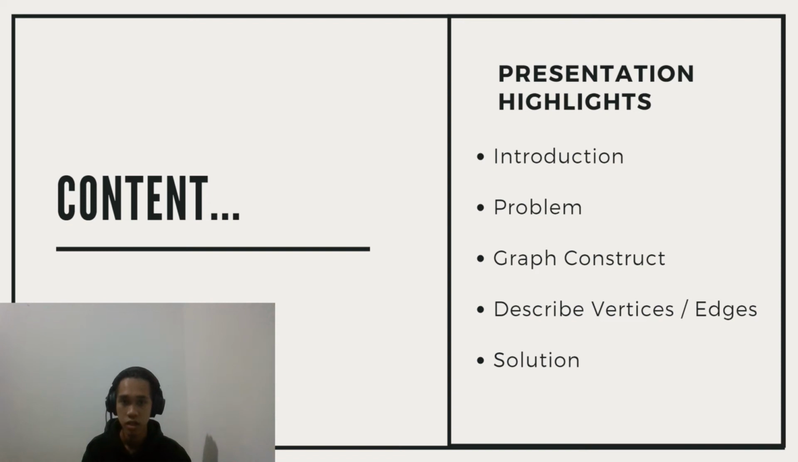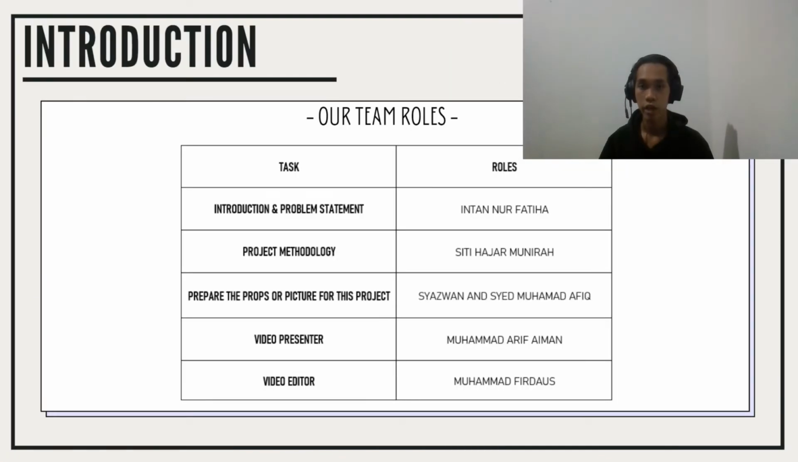As for the contents of the presentation, we'll be highlighting first, introductions of the group members, problems that we face, graph construct, describing vertices and edges, and last but not least, the solution of the problem. For more in-depth of our roles in our team, I'll be going through the introduction of our group members.